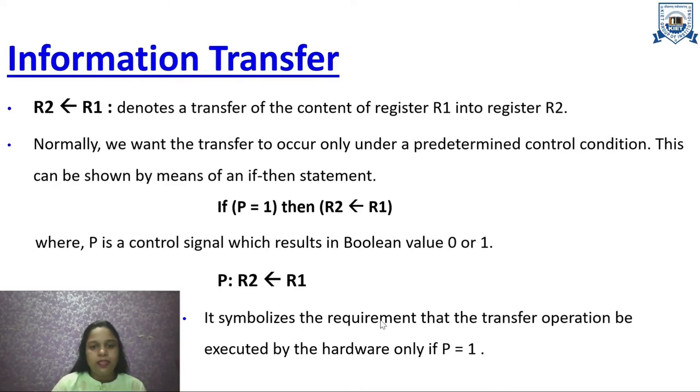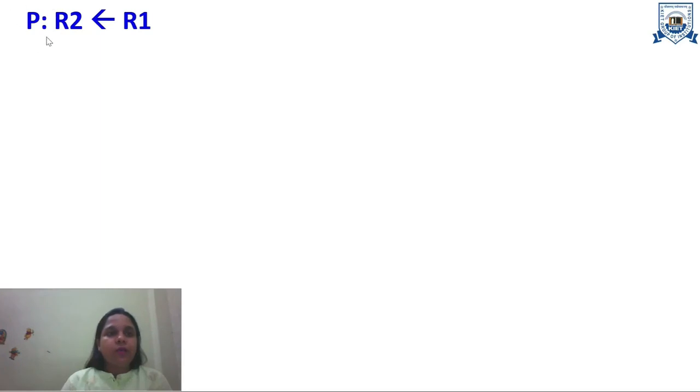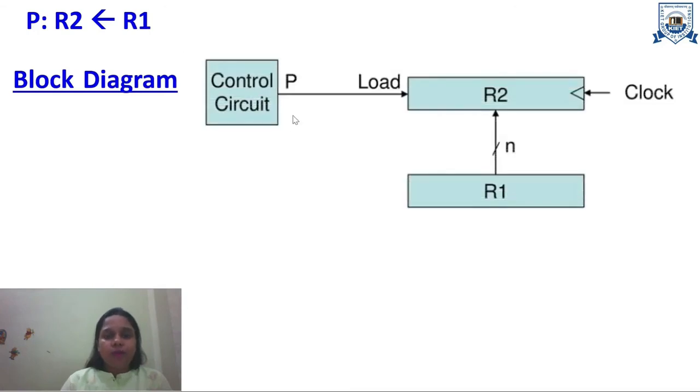It symbolizes the requirement that the transfer operation be executed by the hardware only if P is equal to 1. Now we will see the control signal micro operation with the help of a block diagram. In this block diagram, we are having a control circuit which decides whether the value of P is 0 or 1. On the basis of the value of P, this load is enabled or disabled. If this P is 1, this load is enabled. When this load is enabled, R1 is able to transfer the n bits to this R2.